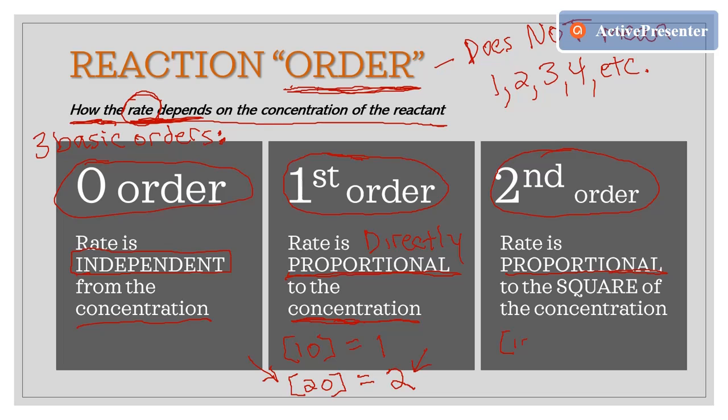But if we start out with 10 moles of A and we move to 20 moles of A, and the 10 moles of A means the rate is 1 second, the 20 moles of A is not going to be 2 seconds, it's going to be 2 squared seconds, which equals 4 seconds. And I'll show you a little bit more about that here in a minute. But see, the second order rate is going to be proportional to the square of the concentration.